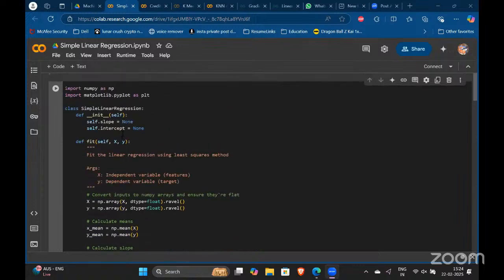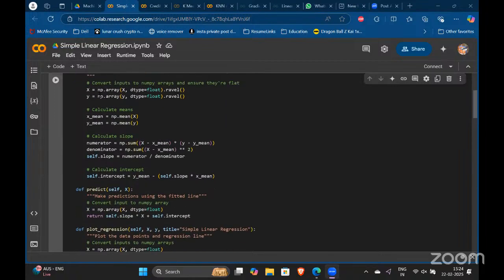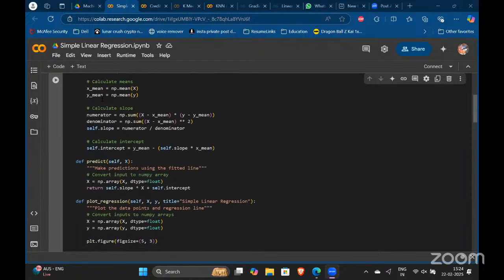So here I have a class which is simple linear regression, and it has a slope and intercept format. I have a method called fit, which is taking two parameters, x and y, and I am converting that into x and y input numpy arrays. And here you can see that I'm finding the mean of x and mean of y.